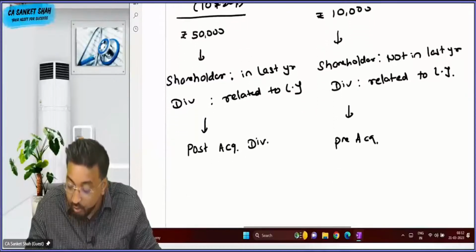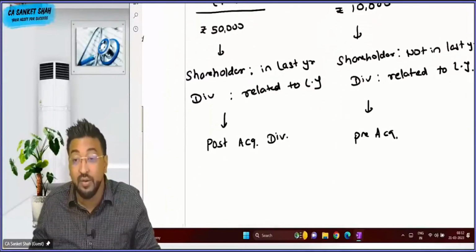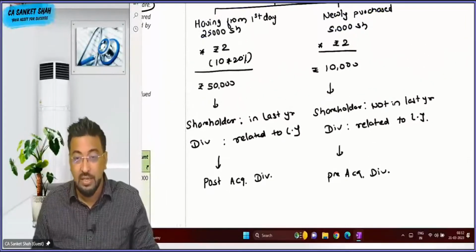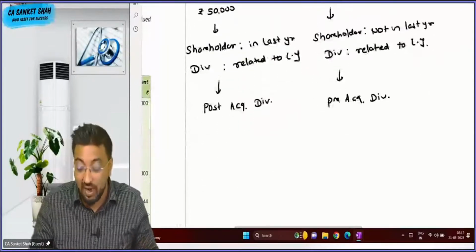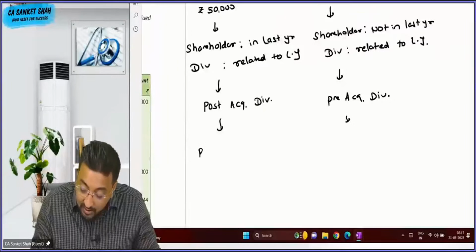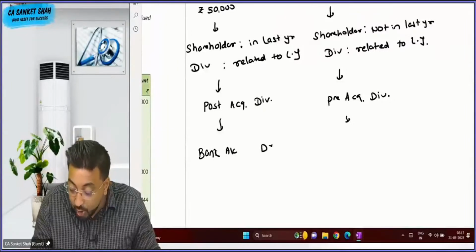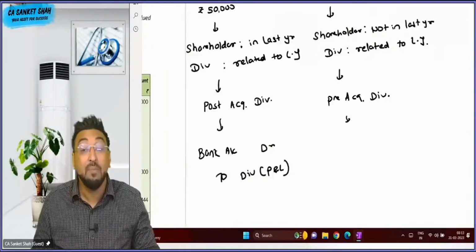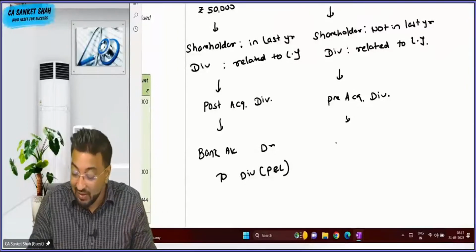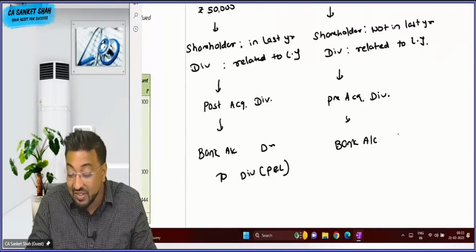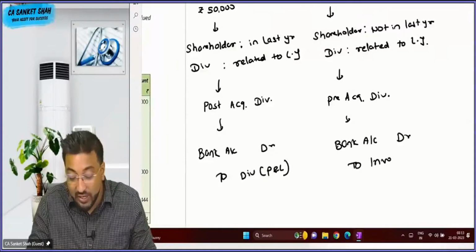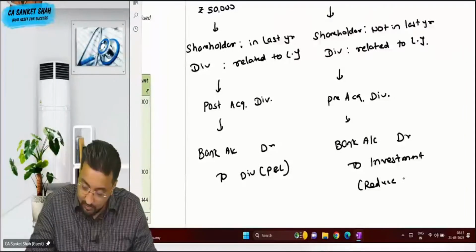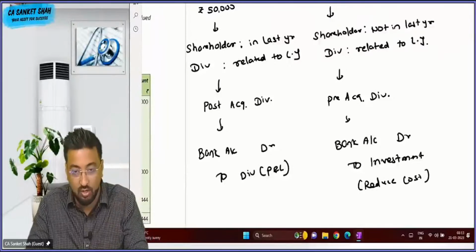Remember, pre-acquisition dividend and post-acquisition dividend. Sir, why is the bifurcation different? The logic is very simple. For post-acquisition dividend, the entry is bank account debit, and the dividend is transferred to P&L. But for pre-acquisition dividend, you record it as a reduction in the cost of the investment. So the investment account will be credited. You reduce your cost.